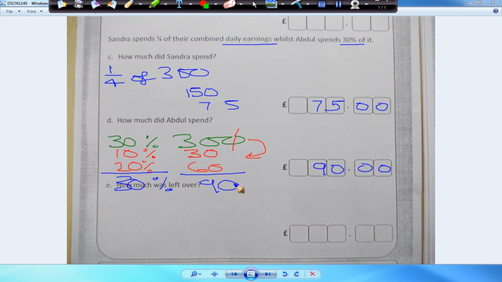I'm going to need to rub off this bit here. The question goes, how much was left over? So let's have a look. How much did Sandra spend? £75. How much did Abdul spend? £90. So 75 and 90 first of all gives us 165. So £165 was spent. How much did we have in the combined income? And then we minus the 165.